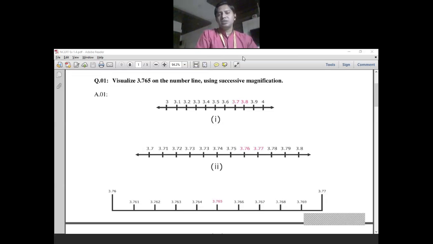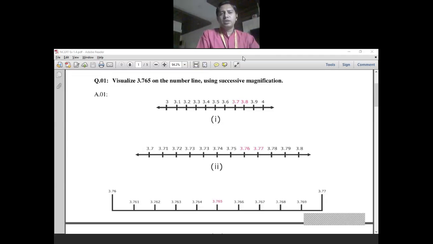Just have a look at question number 1. Visualize 3.765 on number line. As we know, 3.765 will lie in between 3 and 4. So if it lies between 3 and 4, we'll magnify 3 to 4. That is 3.1, 3.2, 3.3, 3.4, 3.5, 3.6, 3.7, 3.8, 3.9 and 4. Now, it lies between 3.7 and 3.8.